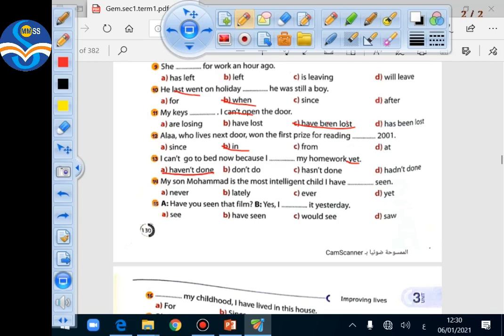"My son Muhammad is the most intelligent child. He didn't see any child like Muhammad before." So it's going to be the first time to see a child like this, so it's going to be "ever". "Have you seen that film?" This is a present perfect question. He started with "have" and he put the past participle. But "yes, I have seen it yesterday" is wrong, because yesterday is past simple.